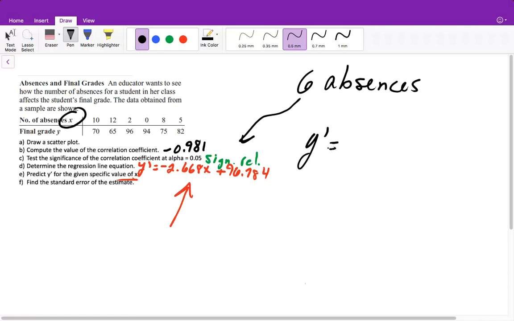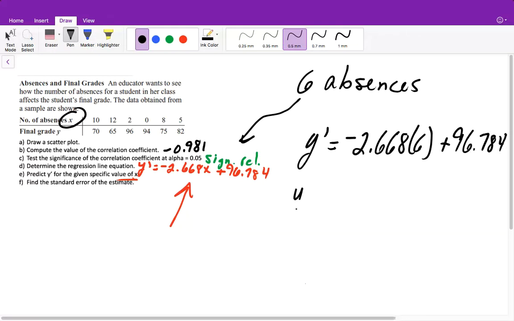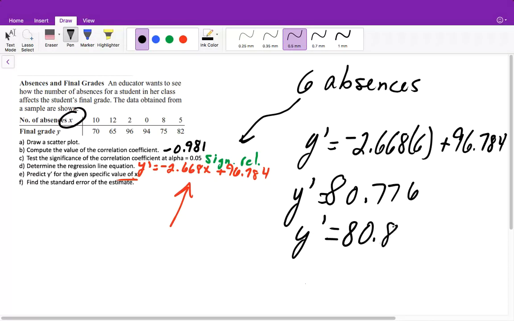So it becomes y equals negative 2.668 times 6 plus 96.784. Then our predicted value would be equal to 80.776, or you can say roughly 80.8. That is the score we could expect somebody who is missing school 6 times to get.